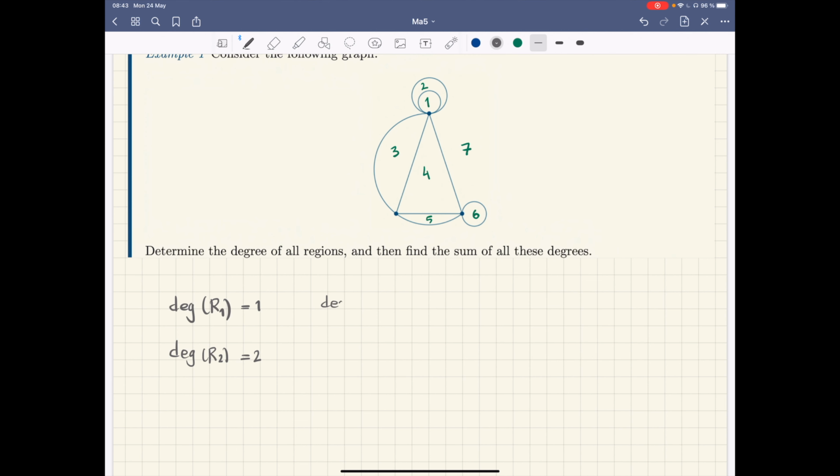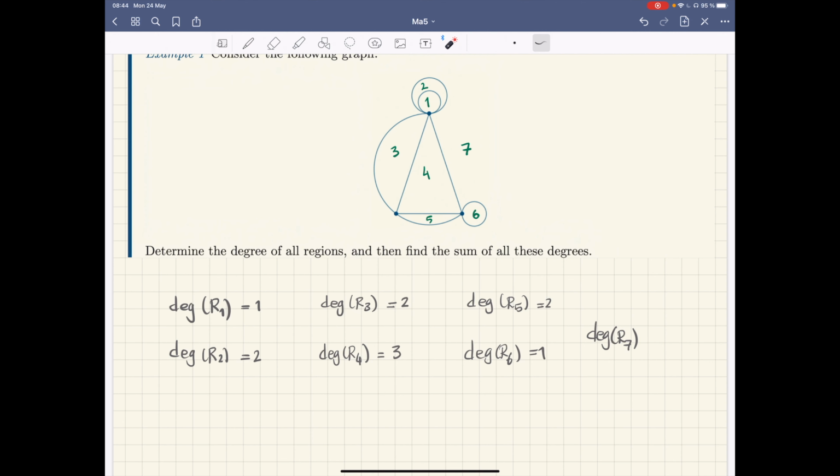I think some of them are very clear. So degree of R3, what's that? It's also 2. Degree of R4, it's 3. Degree of R5 is 2. Degree of R6 is 1. And this is a little bit, you need to be careful. So degree of R7. Actually, you need to count them.